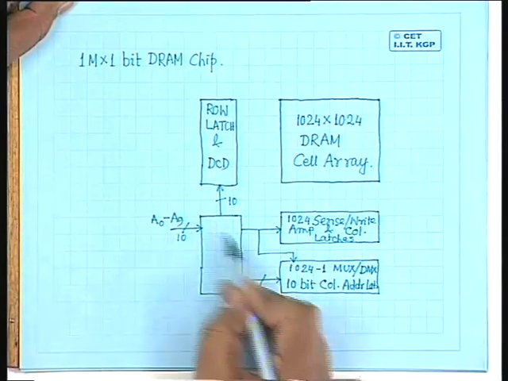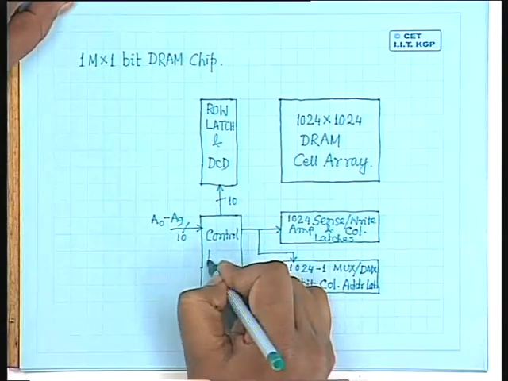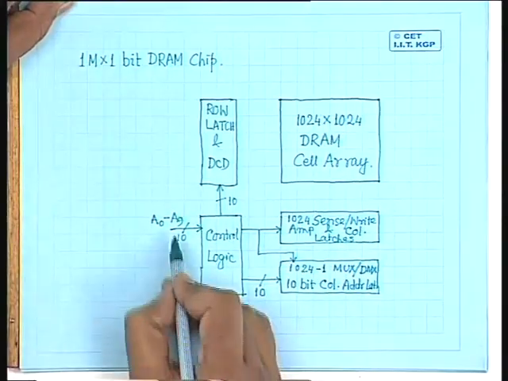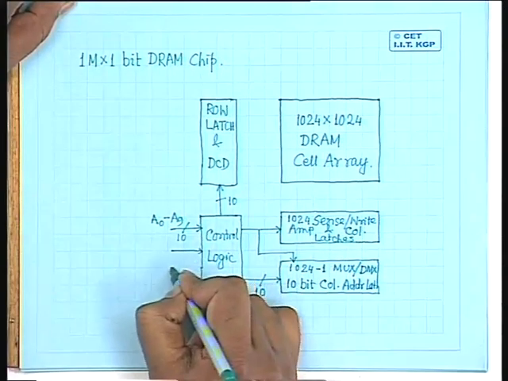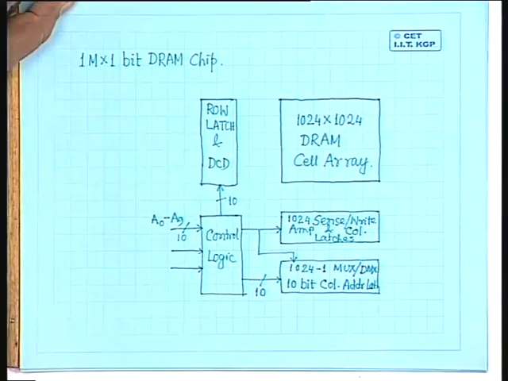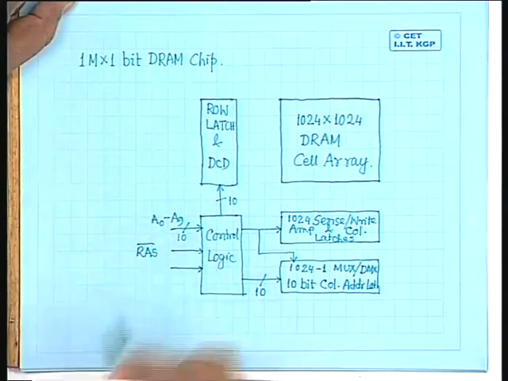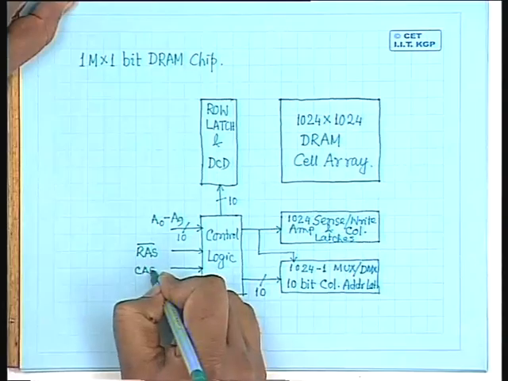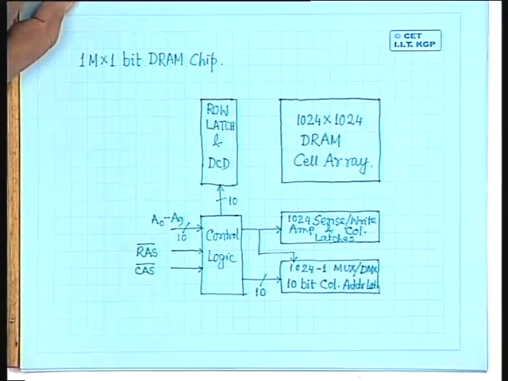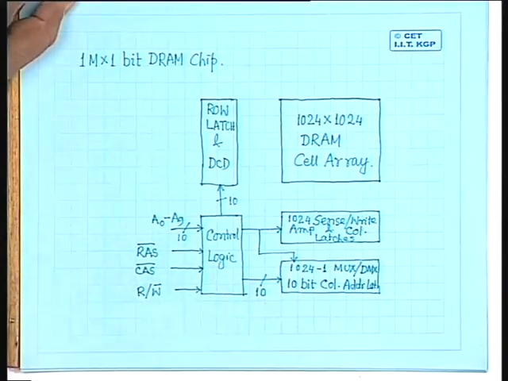Now inputs to this controller. So this is the control logic. In addition to the 10-bit address pins, we have to have some additional signals to identify when you feed the row address or when you feed the column address. So I have two additional signals. One is called RAS or row address select. Normally this is given in the inverted form, so we have RAS complement. The other control signal is CAS or column address select bar. In addition to this, we also have the control signal of read or write bar.